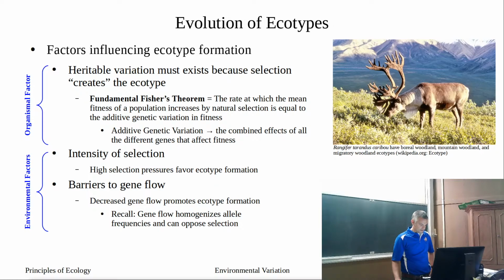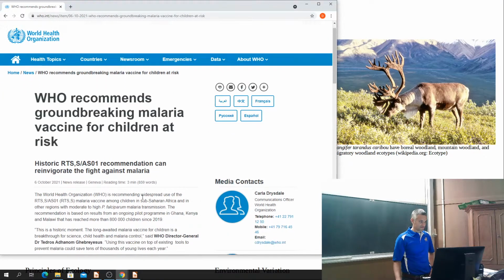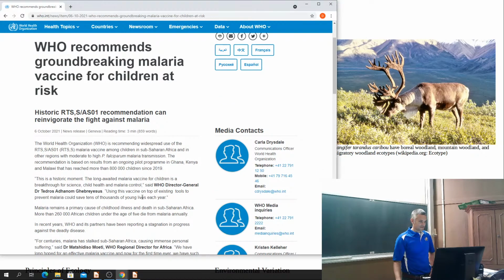All right, did you get it? Something in the news, pretty big? The World Health Organization recommends a groundbreaking malaria vaccine for children at risk. Pretty groundbreaking. You don't have vaccines for parasites. Parasites are actually really good at what they do. They've had to deal with the immune system for thousands, millions of years.